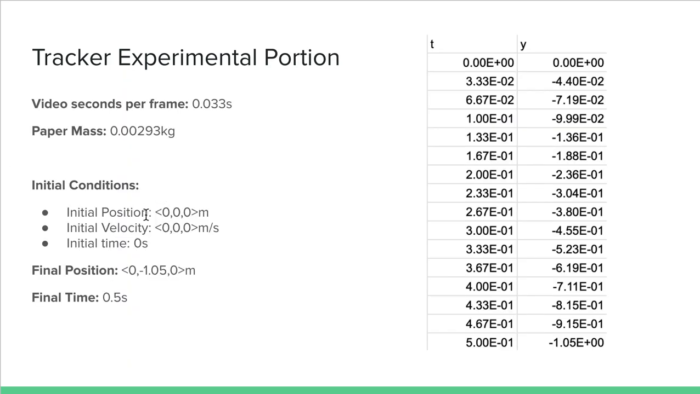These were the initial conditions of 0 in the position, velocity, and time, and the final position was negative 1.05 meters, and the final time was 0.5 seconds. The video seconds per frame was 0.033 seconds, and the paper mass was 0.0293 kilograms.